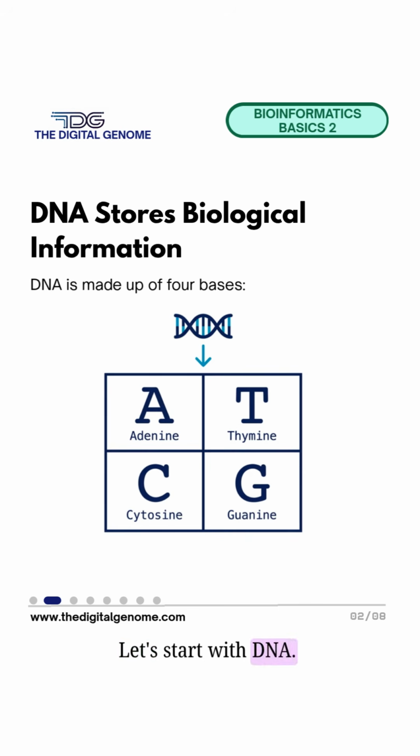Let's start with DNA. DNA stores biological information, and it's made up of 4 different bases: adenine, thymine, cytosine, and guanine. We usually represent them simply as A, T, C, and G.